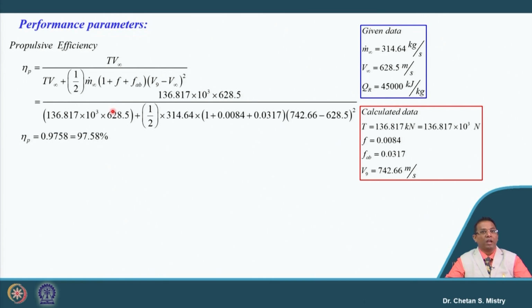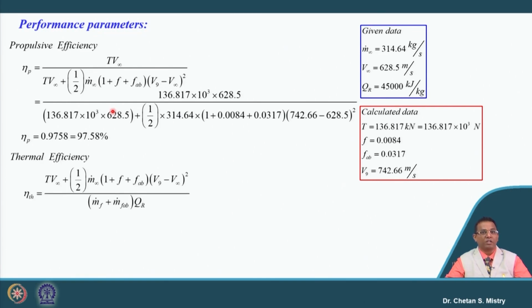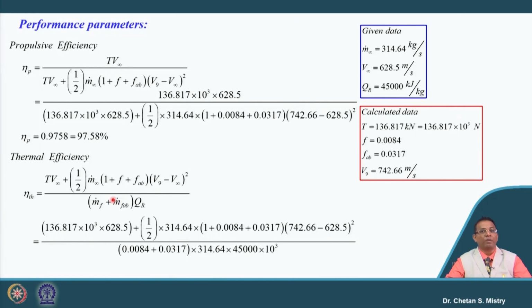Okay. Now, let us calculate the thermal efficiency. The thermal efficiency equation, we know, is thrust into V infinity plus 1/2 m (V9 minus V infinity) square, divided by the amount of fuel we are adding, or we can say this is our heat energy. So, if we put all these numbers together, it says the thermal efficiency is coming as 15.52%.